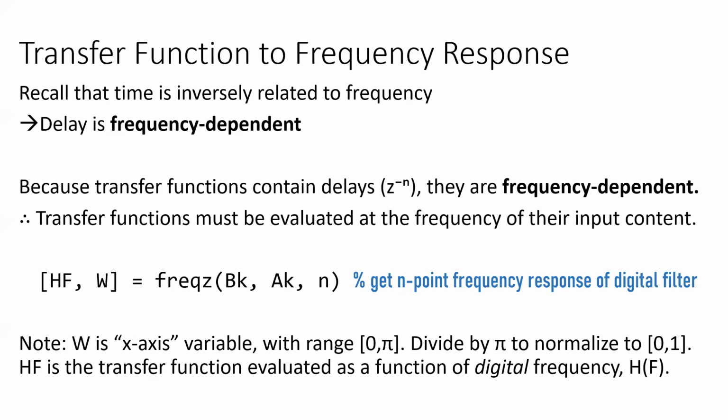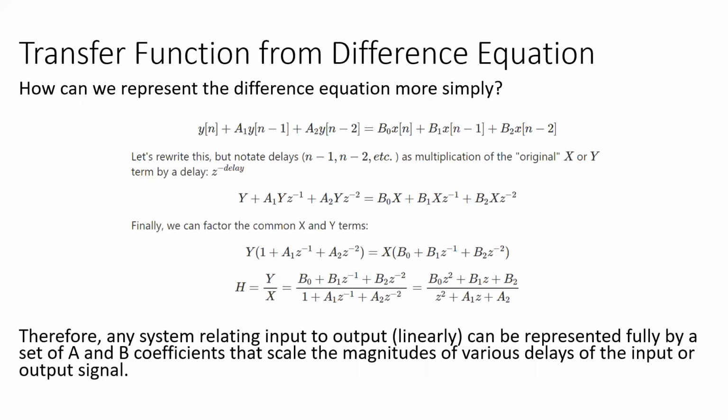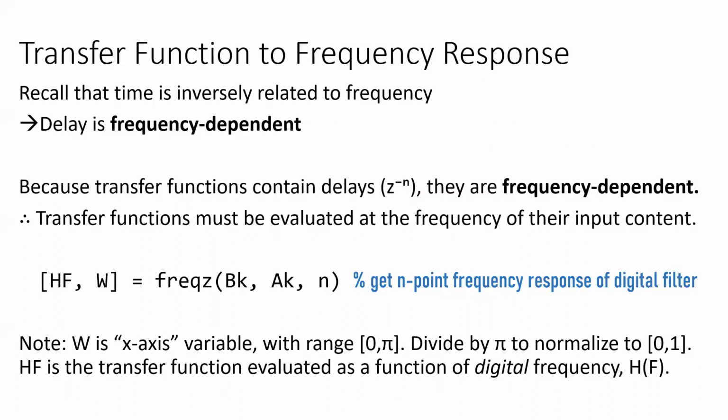So yeah, and then omega is the x-axis variable, so 0 to pi. And then I would recommend dividing it by pi, just normalizing it. It makes it a little easier to look at. But yeah, so this is one way you can evaluate a transfer function, and you just get the BKs and the AKs from your transfer function, or if you don't have a transfer function, from your difference equation.